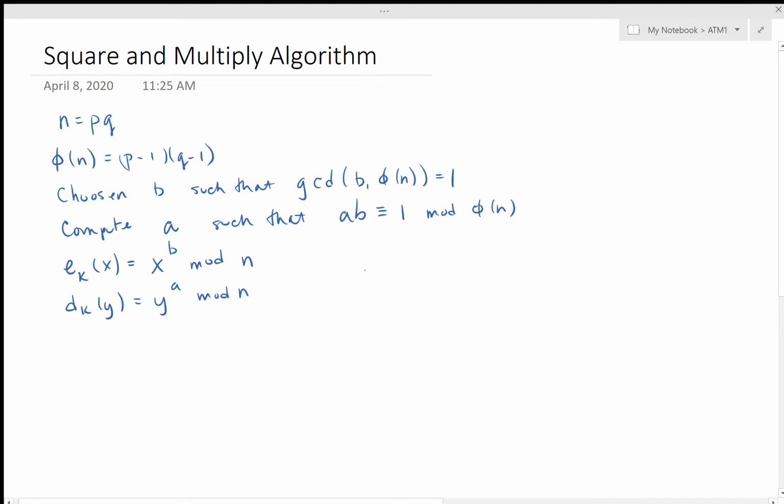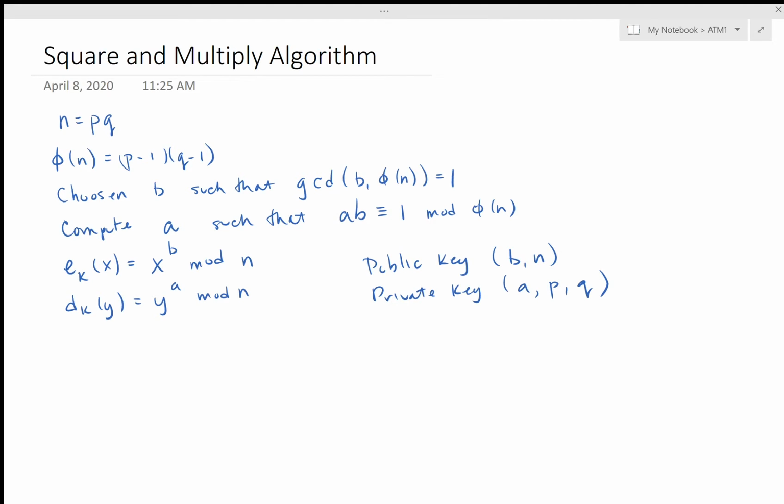So the public key is b and n, and the private key, really all you need is the a, and a is basically obtainable once you have p and q. So that is the public and the private parts of the key, and that is how the plaintext x is encrypted, and then the private key is how you decrypt the ciphertext.